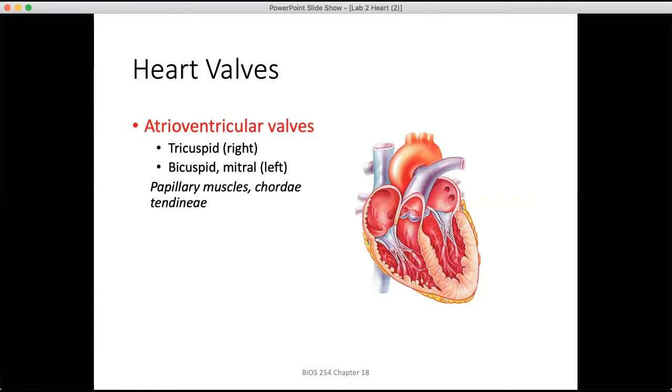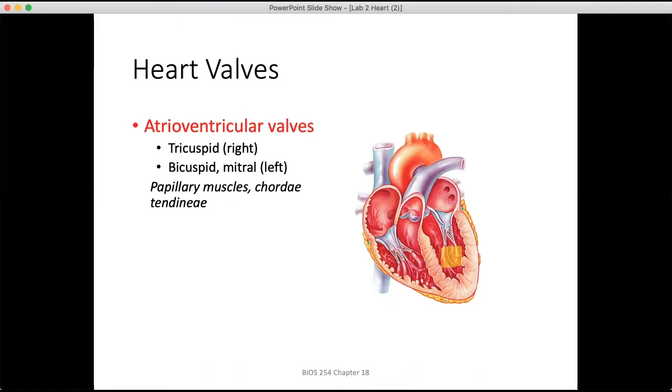The valves are attached to structures called papillary muscles by chordae tendineae. This consists of collagen fibers and are known as your heartstrings. I've highlighted the papillary muscles. They look like little mountains. The chordae tendineae and the papillary muscle do not open up the AV valves. All they do is prevent the valves from everting, in other words, opening in the wrong direction.